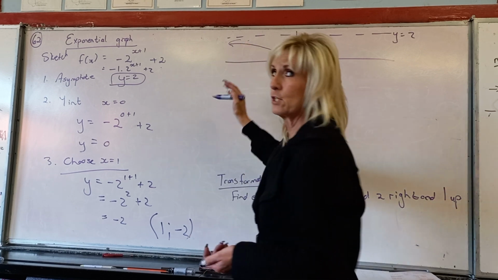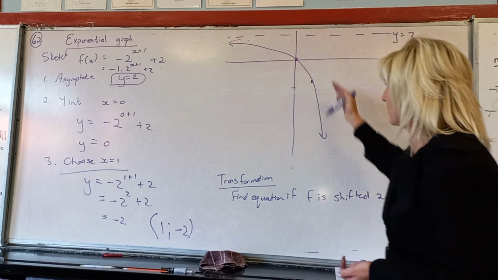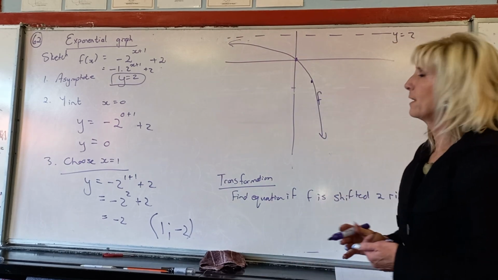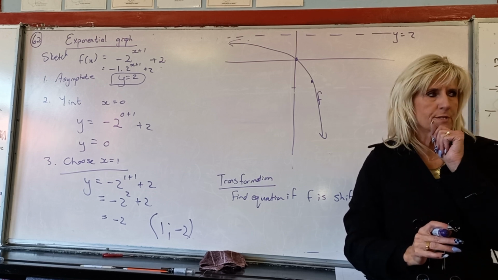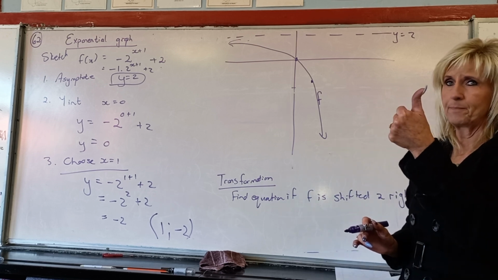Closer to the asymptote, not going forward and coming downwards. And I call this F, and I'm done. How many marks? About 5 marks. Asymptote, definitely.